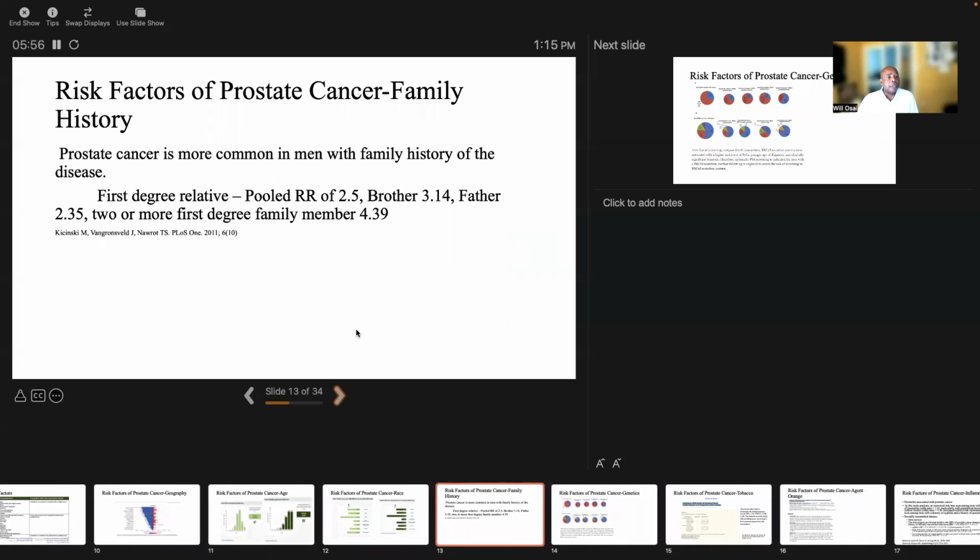Family history is a risk factor of prostate cancer. Men that have a first-degree relative, brother or father, have a higher incidence of prostate cancer. Specifically, if a man has a brother who has prostate cancer, the relative risk is 3.14 and 2.35 if they have a father who had prostate cancer. If there are two or more relatives with prostate cancer, the relative risk is 4.39.